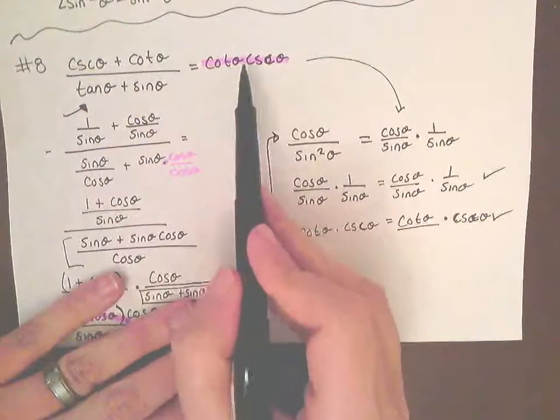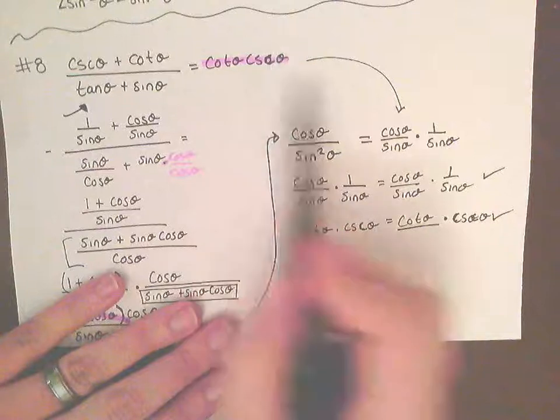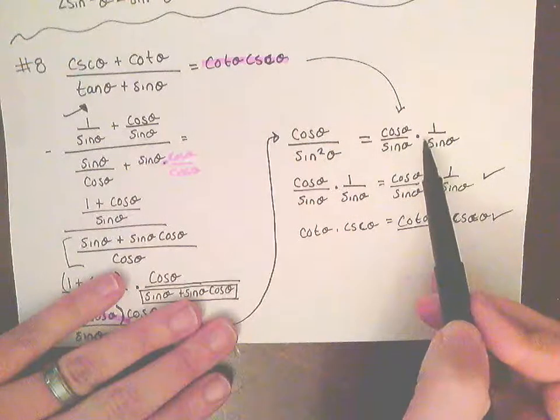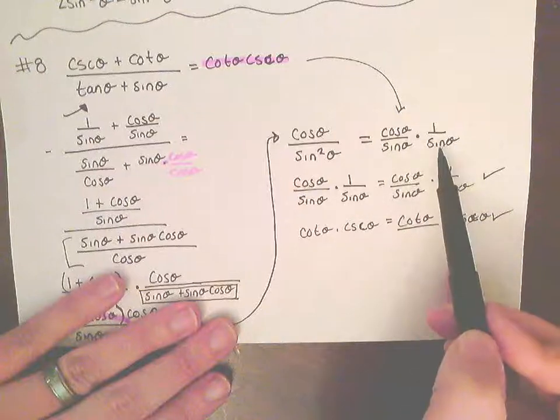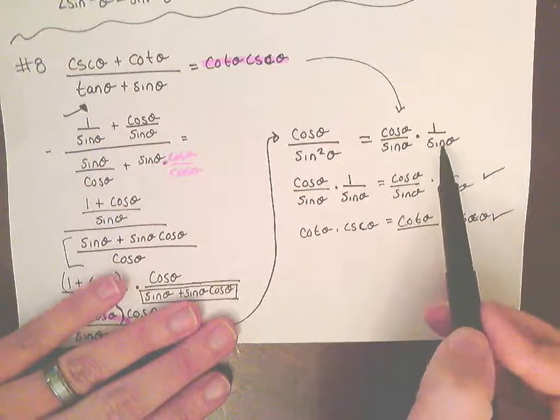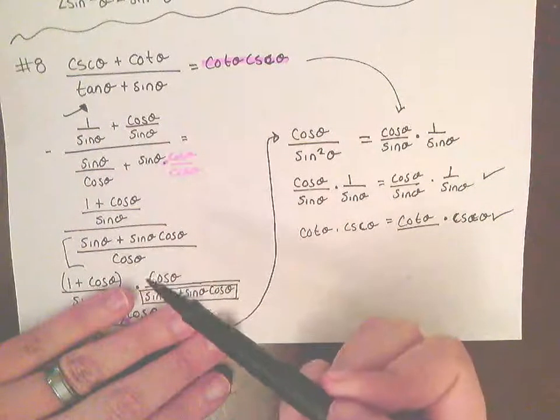Now, with this specific problem, starting on this side, I could have started just like I did right here, but this would have been as far as I can take it on this side. So that's why you always want to start with the harder side, the more complicated side.